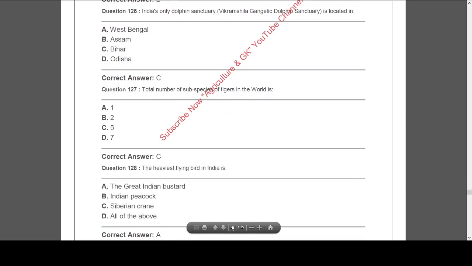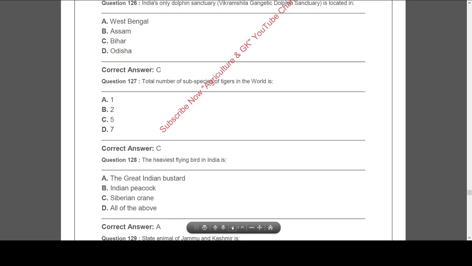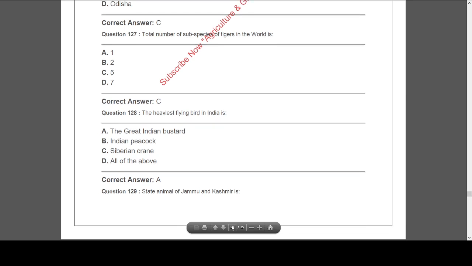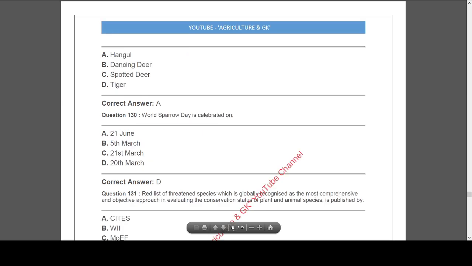Total number of subspecies of tigers in the world is option C, 5. The heaviest flying bird in India is the great Indian bustard. Option A. State animal of Jammu and Kashmir is Hangul. Option A. World Sparrow Day is celebrated on 20th of March. Option D.